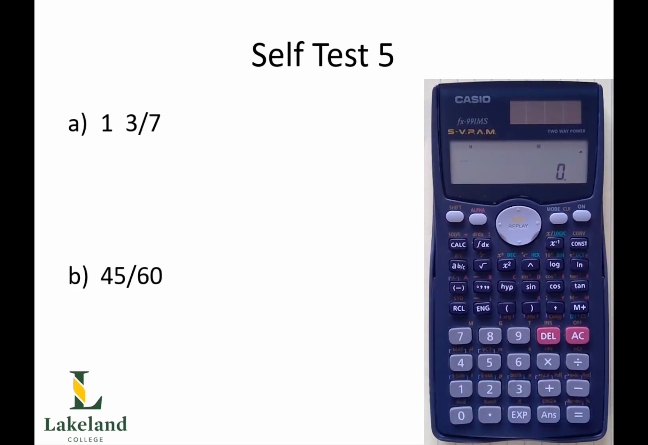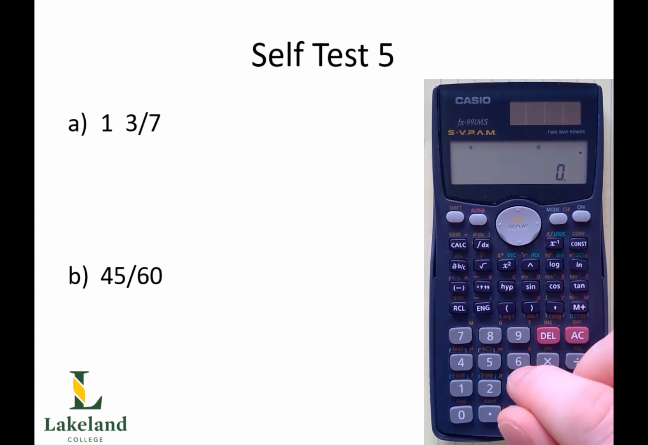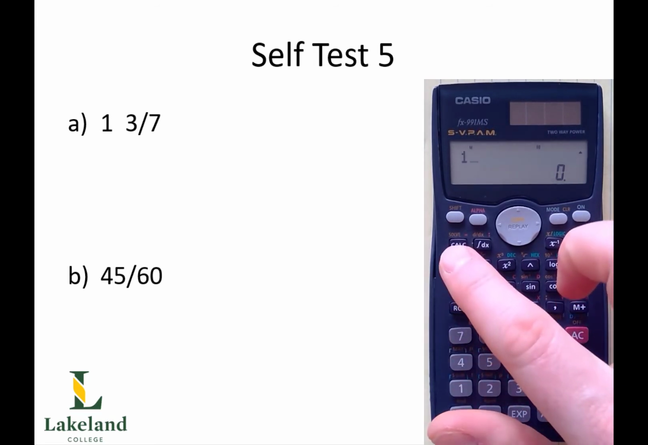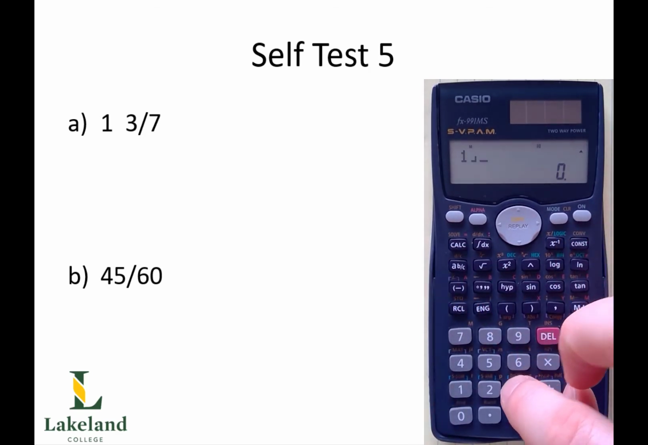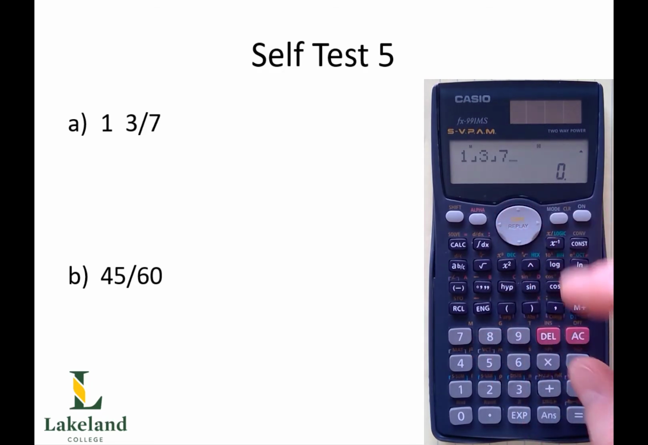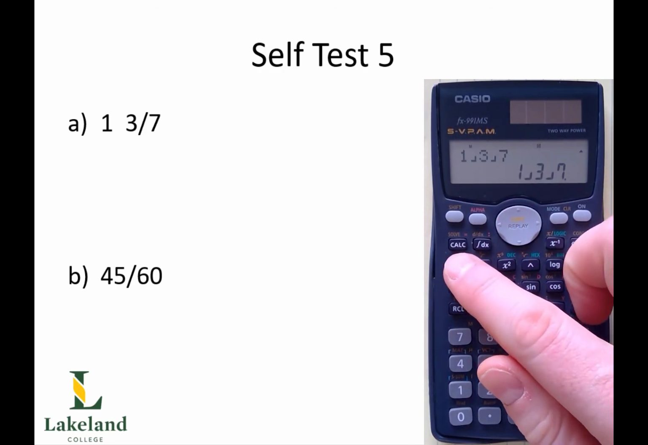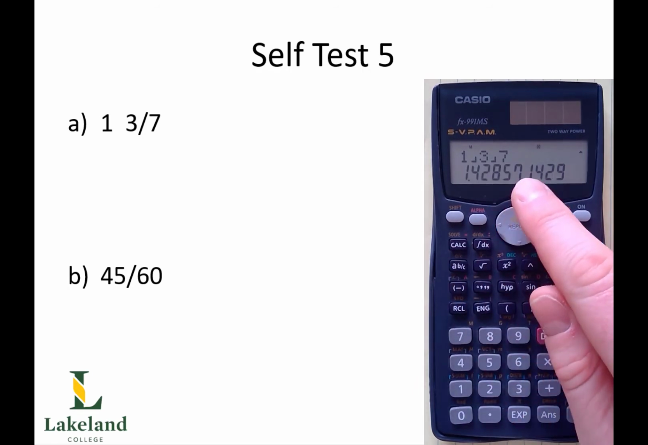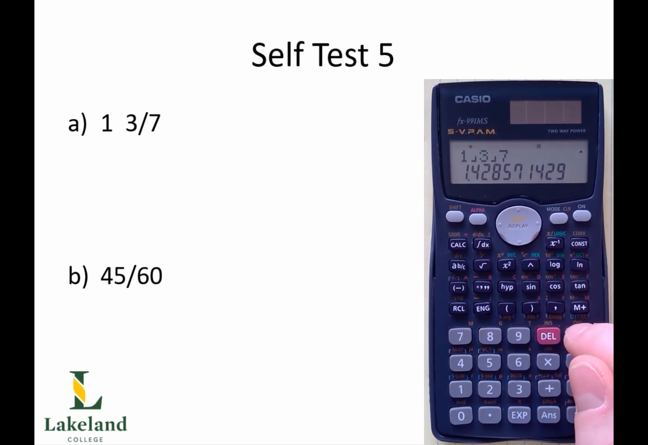So question A of self-test 5, converting 1 3/7 into a decimal. So we'll type it as a fraction, 1 fraction 3 fraction 7th. So there's our mixed fraction. We press our equals key to enter it into the calculator, and now we simply press our fraction button again and it will turn to a decimal. 1.429 if we round that off to 3 decimal places. So that's it for question A.